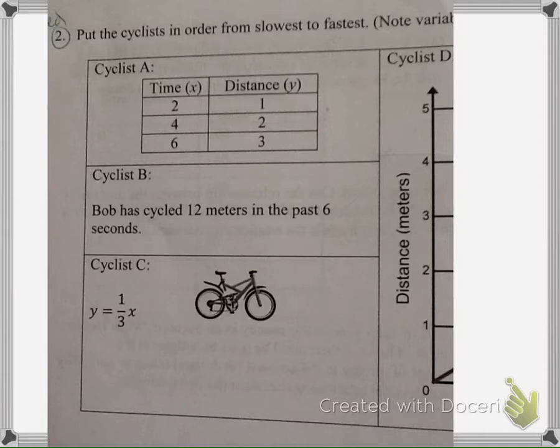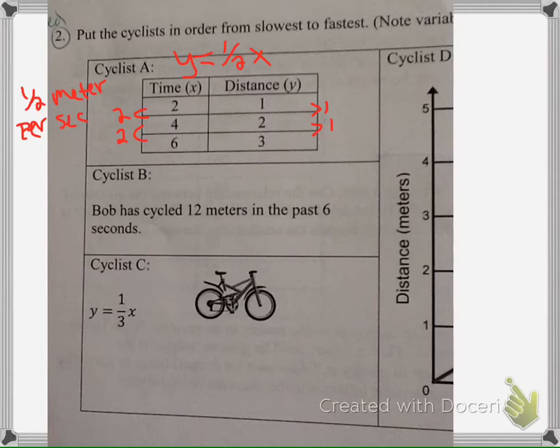Okay, for cyclist A, they gave me a table, so I'm going to find the equation by putting in my carets. So it looks like my slope is 1/2, because 1 divided by 2 is 1/2, x plus 0. So this means that cyclist A can go 1/2 meter per second. Okay, because we're talking about time in seconds and distance in meters. So you can go 1/2 meter per second.